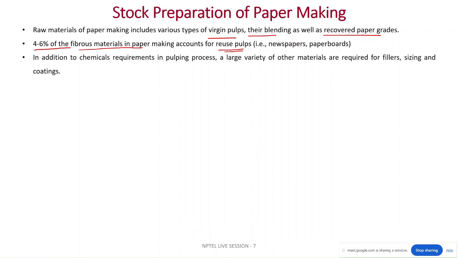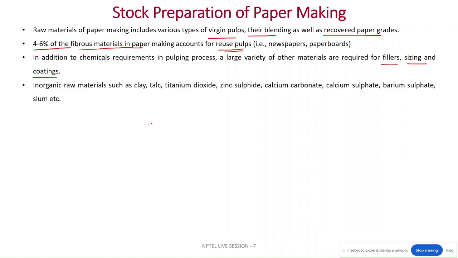In addition to the chemical requirements in the pulping process, a large variety of other materials are also used, like fillers, sizing, and coatings. What these are and the purpose of using them, we will be discussing in the later slides. Inorganic raw materials are also used in the stock preparation process. Those include clay, talc, titanium dioxide, zinc sulfide, calcium carbonate, calcium sulfate, barium sulfate, alum, etc.